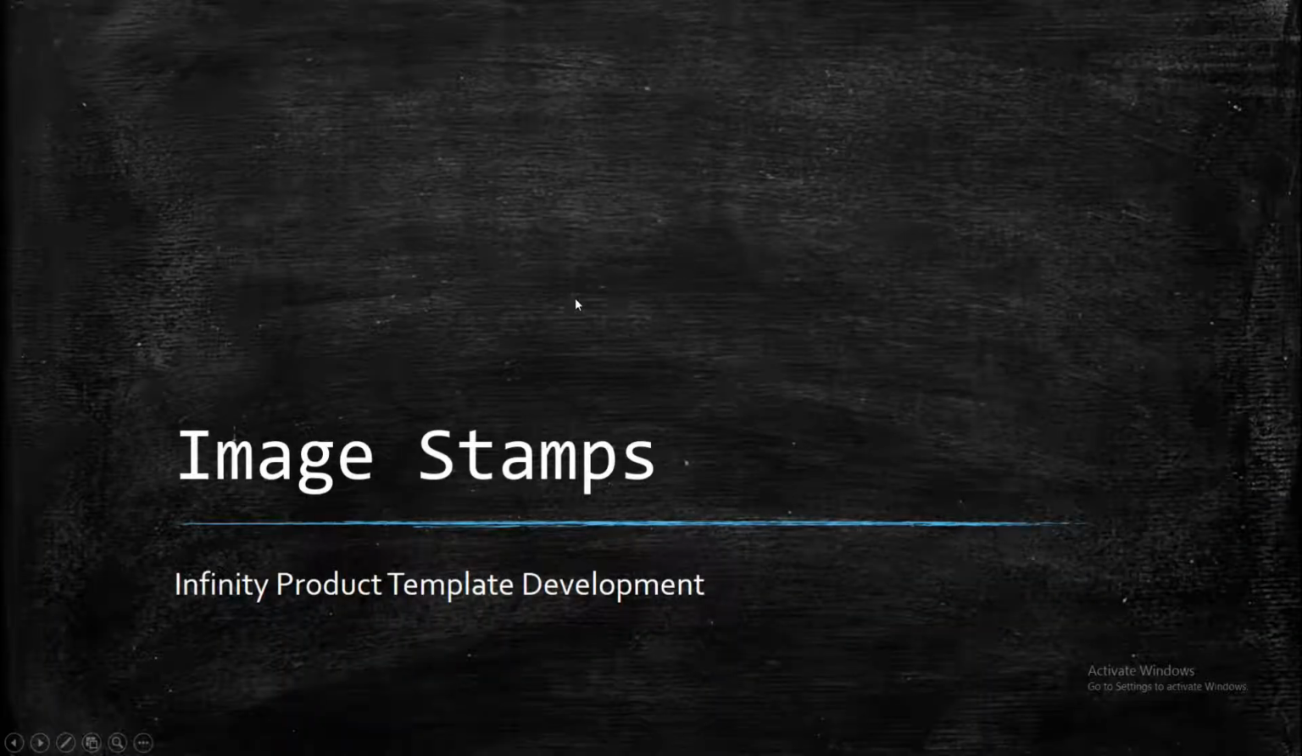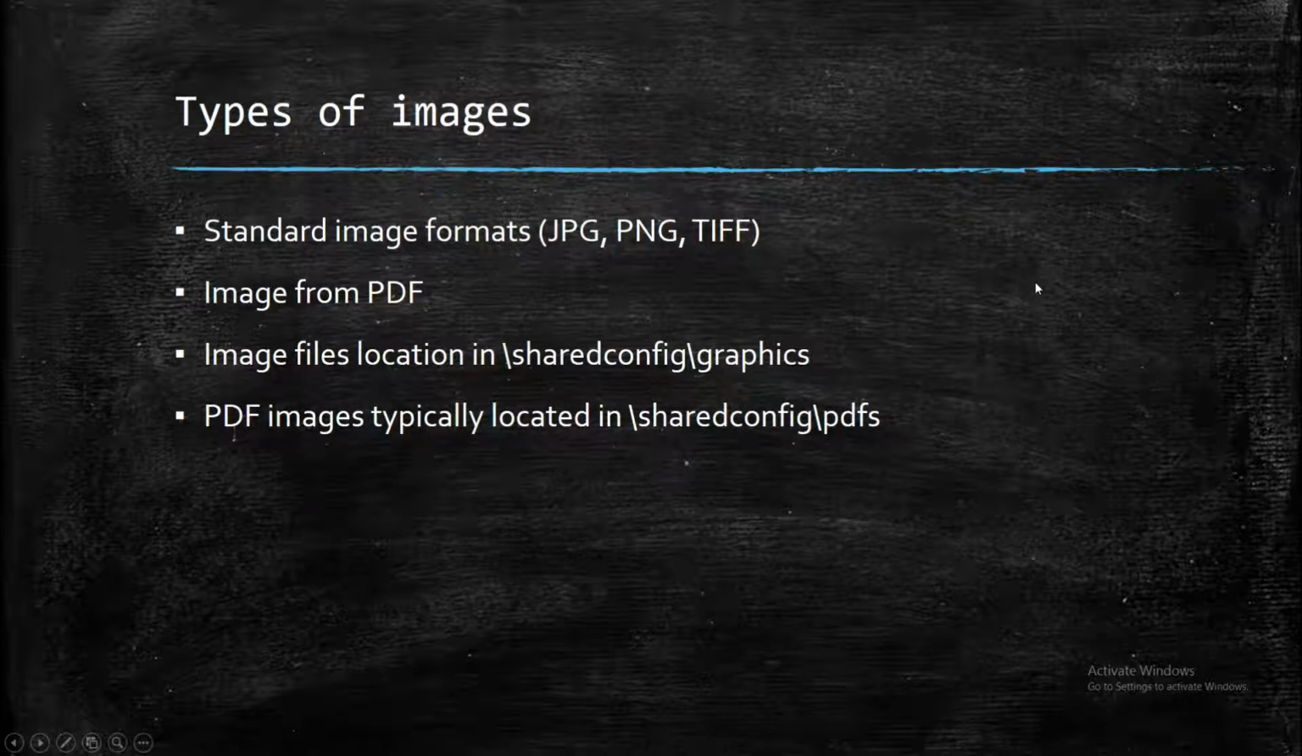Welcome back, everyone. In this video we are going to start taking a look at image stamps. There are a few different ways that we can get images applied to our content via layouts. First is by calling on a typical graphics file such as a JPEG or PNG file that we have stored in our shared config graphics location. And the other method is by calling on a specific page from a PDF file, where we're going to pull an image out of that to display via our layout.